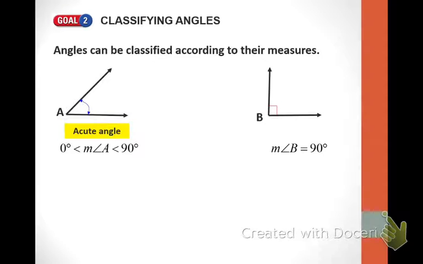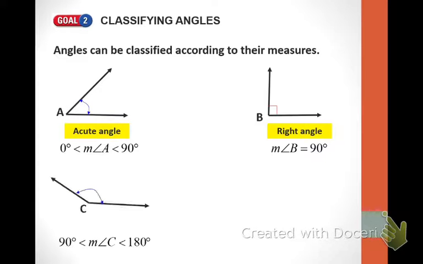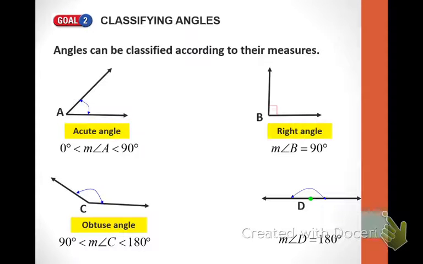What if it is 90 degrees exactly? Is it a right angle? If it's over 90, obtuse, because it's obese. And then if it is exactly 180, straight. Straight angle. You don't want to say line. It's not a line. It's going to be a straight angle.